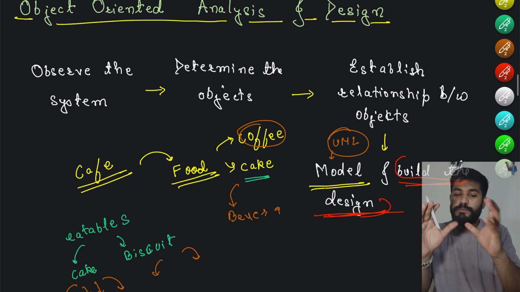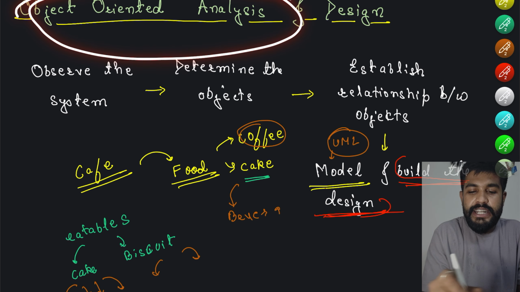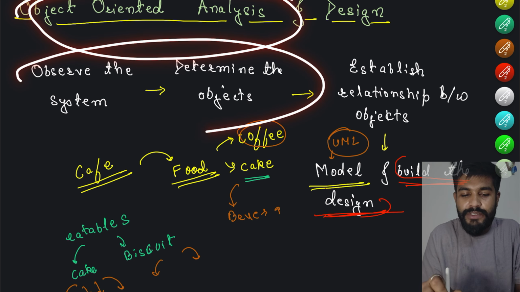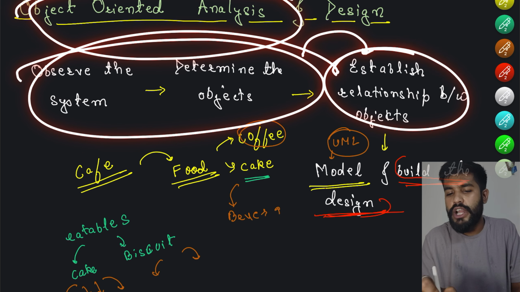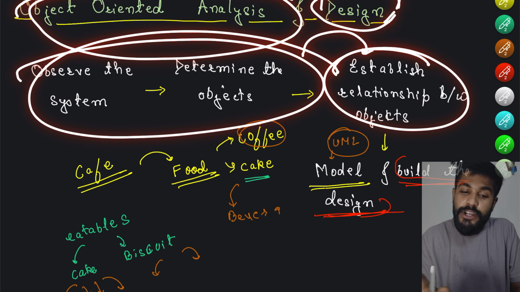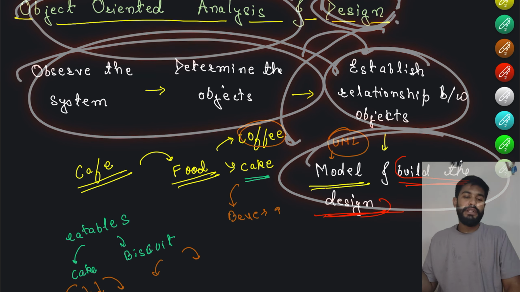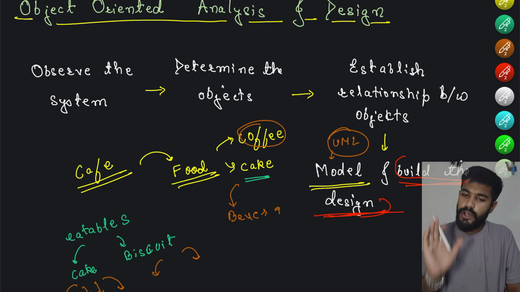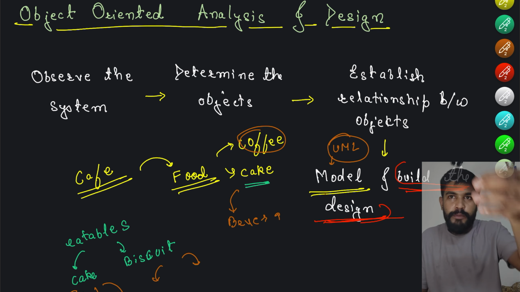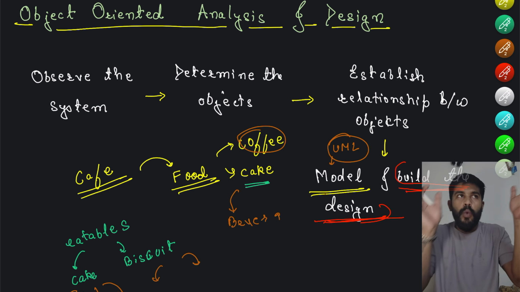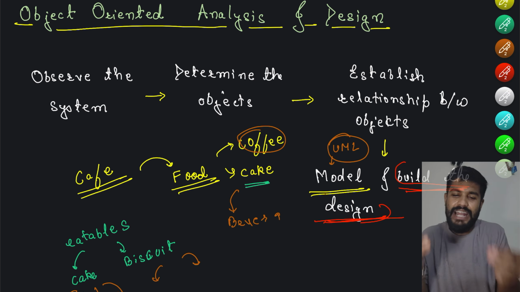So this was object oriented analysis and design. Object oriented analysis is observing the system, determining the objects, and somewhat establishing relationships too. When we talk about object oriented design, it deals with modeling the data and building up the design. So this was all about the software development life cycle, what part of it is low level design, and what is object oriented analysis and design.